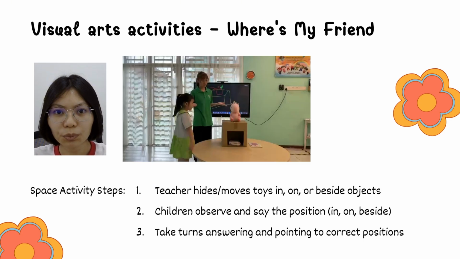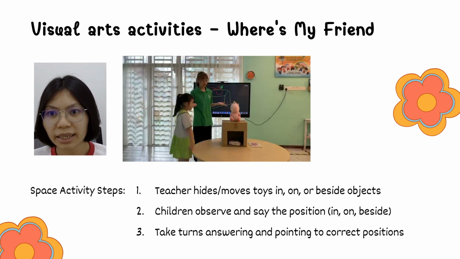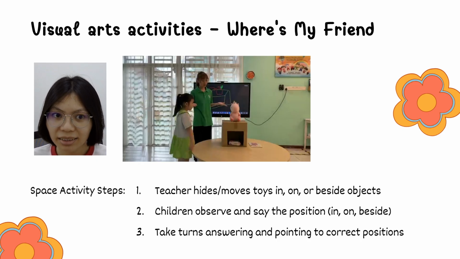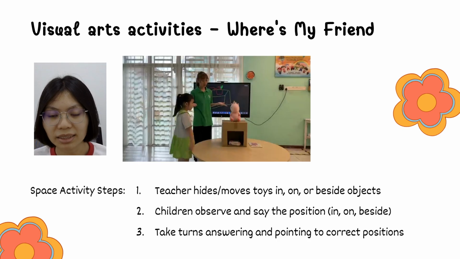Next, the teacher will place the toys in different positions, in the box, on the book, or beside the box, and ask, where is the toy? Your job is to look carefully and tell us using the words in, on, or beside. During the activity, we will take turns answering and pointing to the correct position. You can also move the toys and ask your friends where they are. At the end, we will share our answers and talk about the positions of the toys.